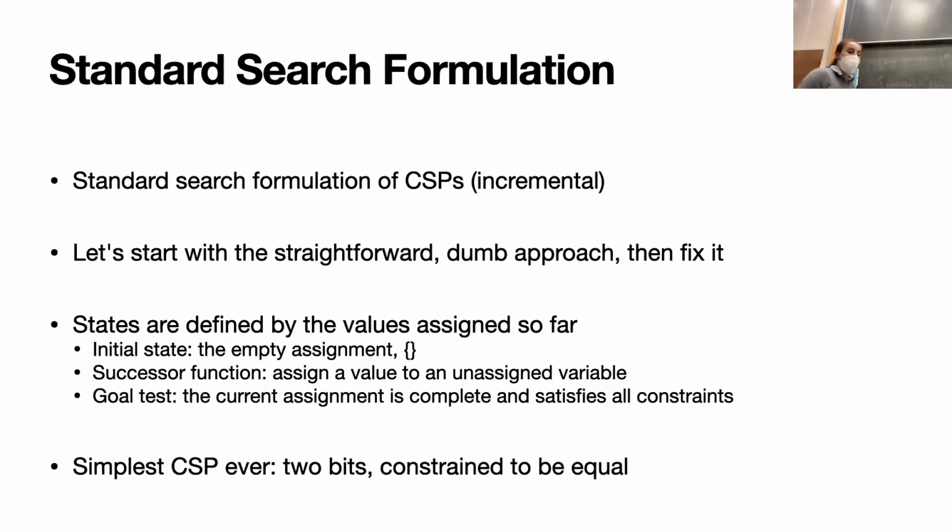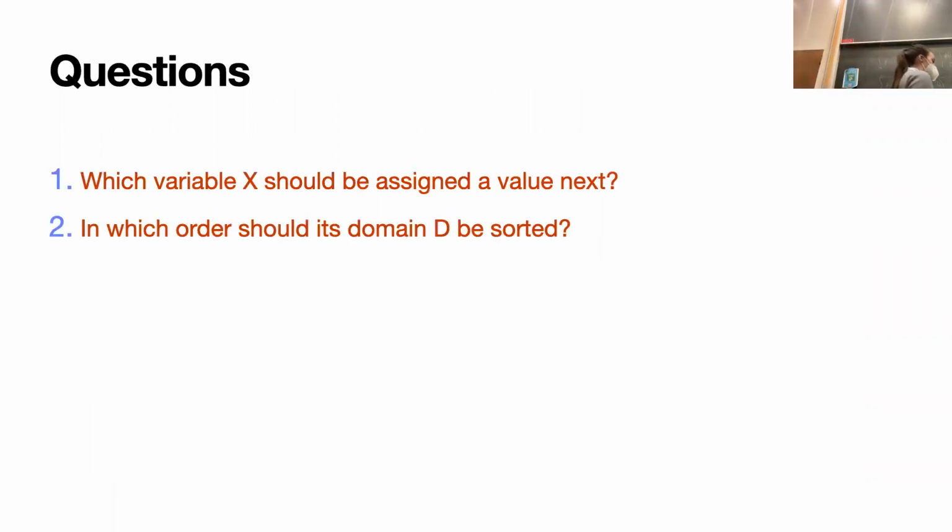Okay. So we sort of ended with this last time when we started talking about the two really meaningful questions that we need to think about when we're studying CSPs. The first question is which variable should be assigned a value next, right? We have to come up with some sort of ordering, and that's going to depend on a lot of factors. What we're going to be doing today is figuring out the right heuristics for which variable to be assigned and in which order its domain should be sorted.